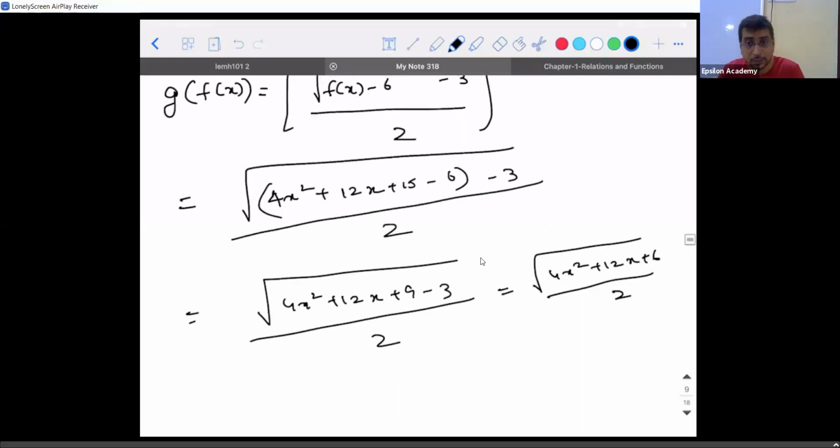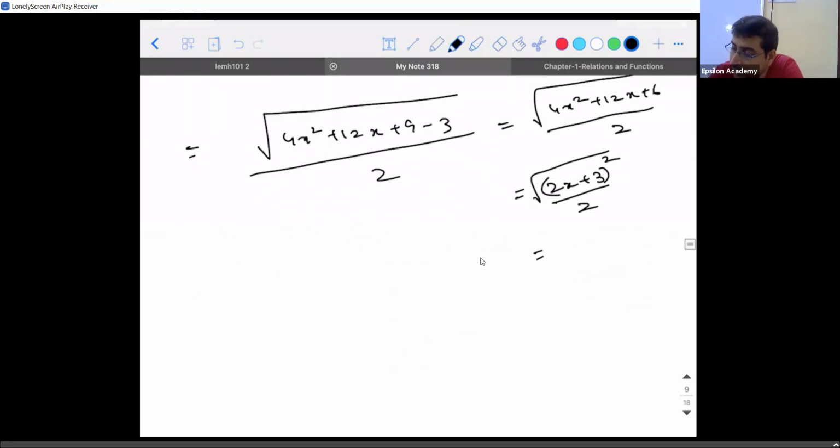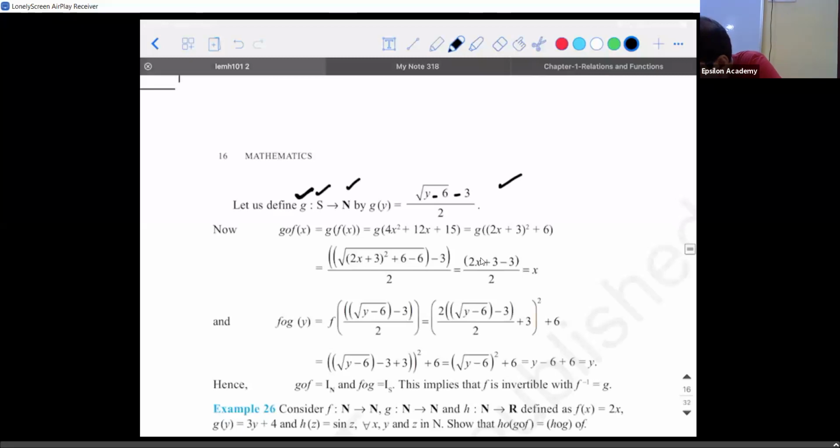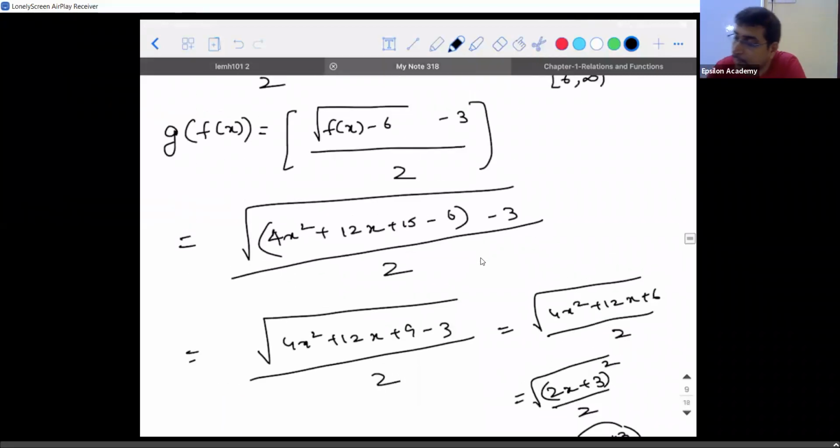But what are we supposed to get? We are supposed to get an x. So what we get is the square root of 2x plus 3 the whole square. Is it 2x plus 3 the whole square? Yes, sir. By 2 under the root. But you should get an x, no? We'll get x, sir. The minus 3 will be outside the root. Sorry.